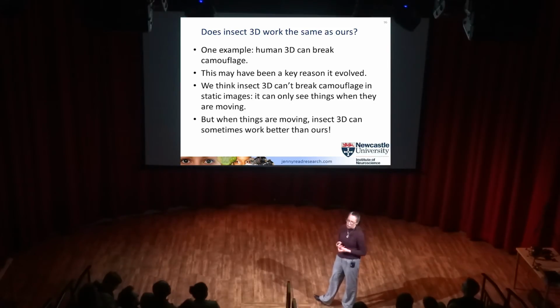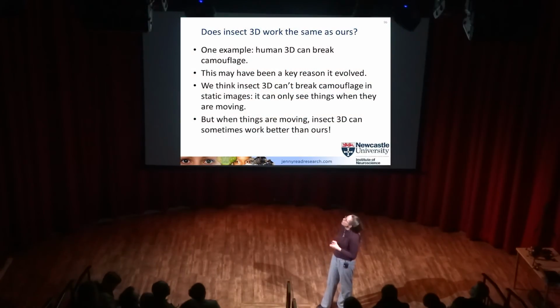Now, you'd think that might also be important for insects, but it turns out our preliminary experiments are suggesting that insect 3D doesn't work like that and can't break the camouflage. So the mantises can only see things when they're moving. And when they're moving, they've kind of broken their own camouflage, haven't they? They've given themselves away. And the insects can use their 3D vision to see how far away a moving object is, but not to find it in the first place.